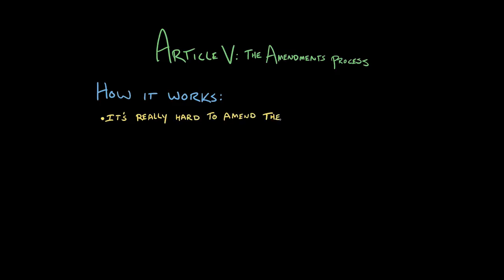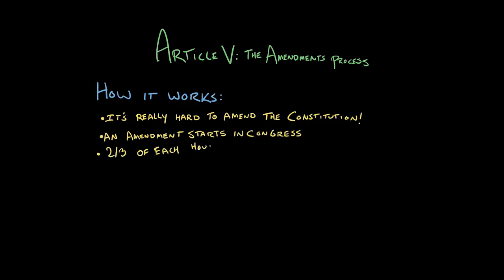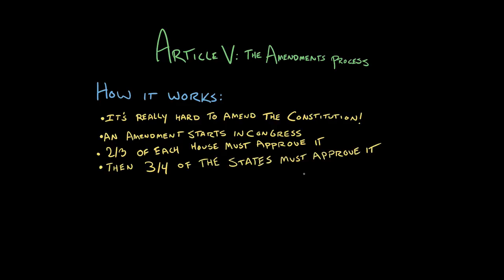There are actually a couple of different processes that are laid out in Article 5, but only one has ever been used. Amendment starts in Congress, and two-thirds of each House of Congress, two-thirds of the House of Representatives and two-thirds of the Senate, has to approve the amendment. And then it goes to the states, and three-quarters of the states have to approve the amendment. So you have to have a really strong consensus in order to get the Constitution changed that way.